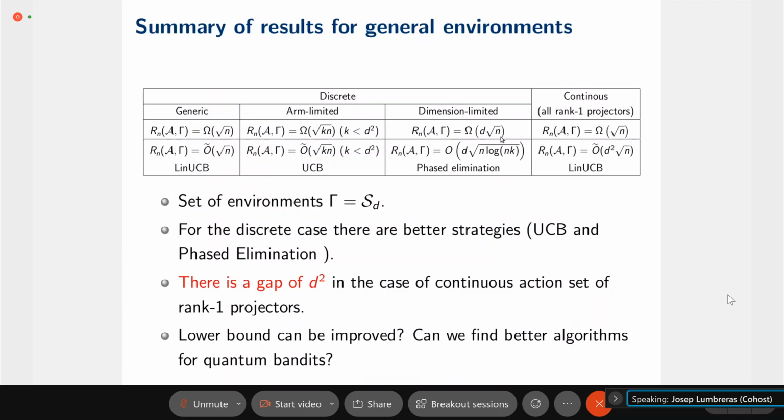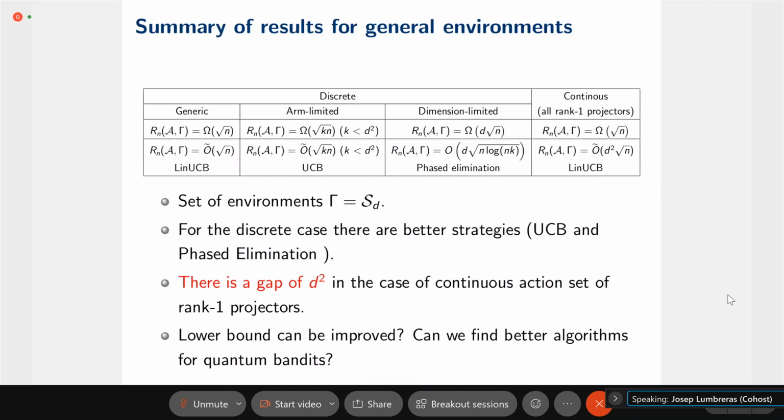There are some logarithm terms, but where we don't have perfect matching is in the continuous settings, where the observables are all rank-bound projectors. Since our lower bound goes as square root of n, and the upper bound goes as d squared square root of n. Actually, the algorithm that I explained is LinUCB, but there are some variants of LinUCB that we apply to the discrete case in order to match the lower bound, but they are similar algorithms, just applied to these specific cases.